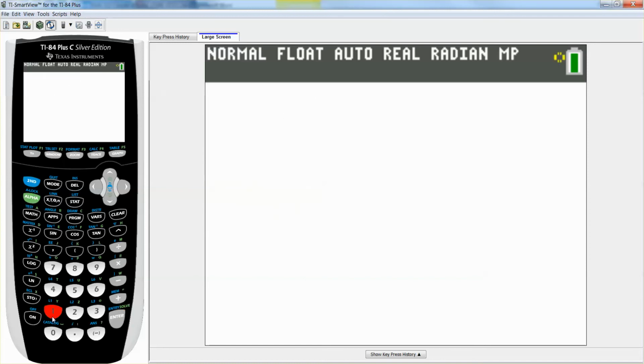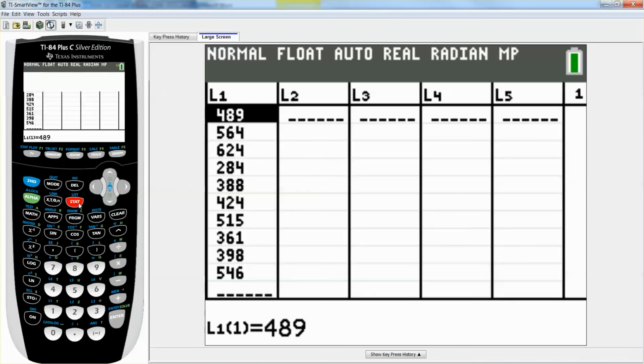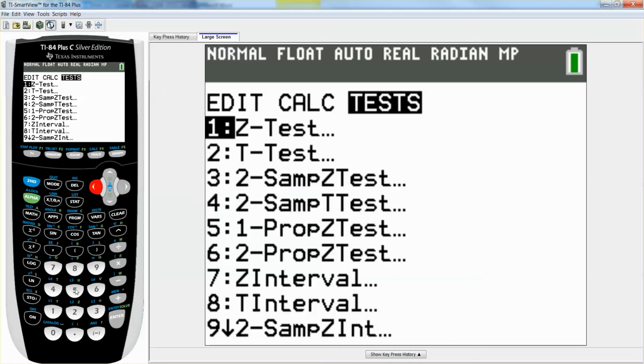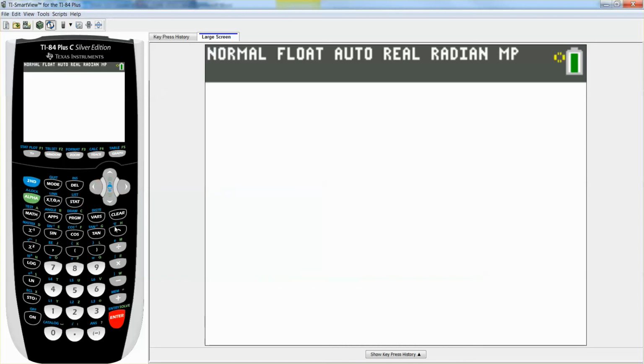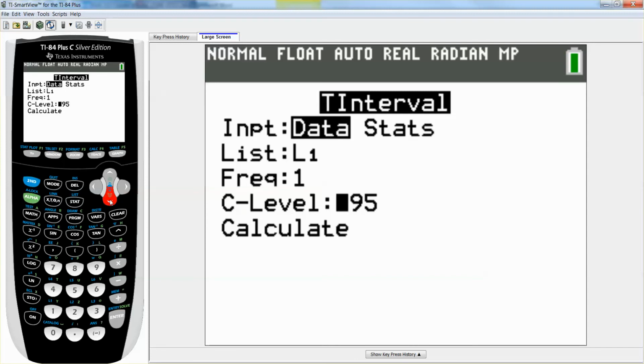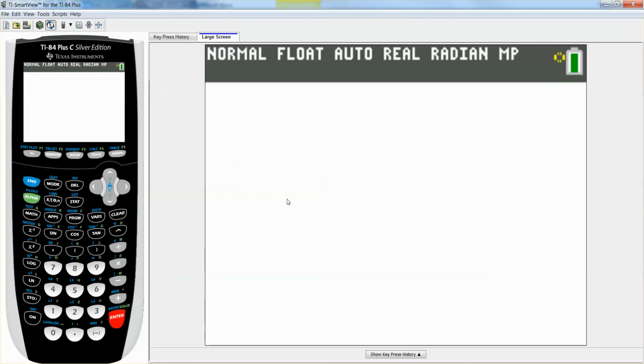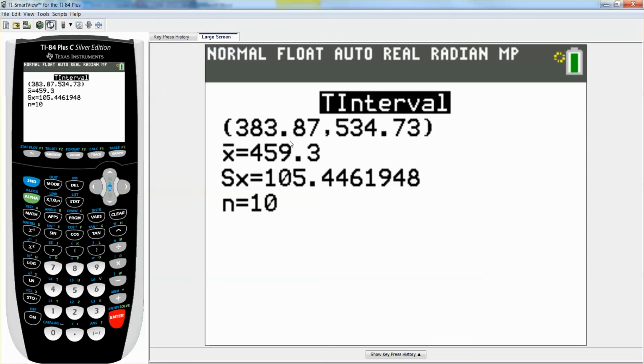But if you were using data, let me see if I have any data in here. Oh, beautiful, I do. So stat, t interval, and I choose data, and then I go to confidence level and all that, and I go down to calculate. It'll tell me what x bar and s were for my data set right there, without even having to bother with one variable stats.